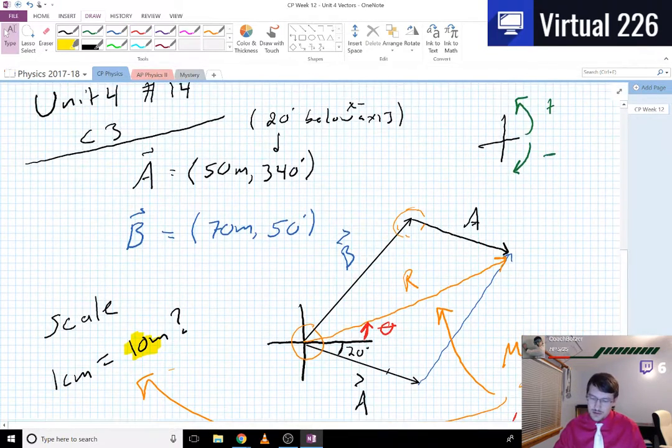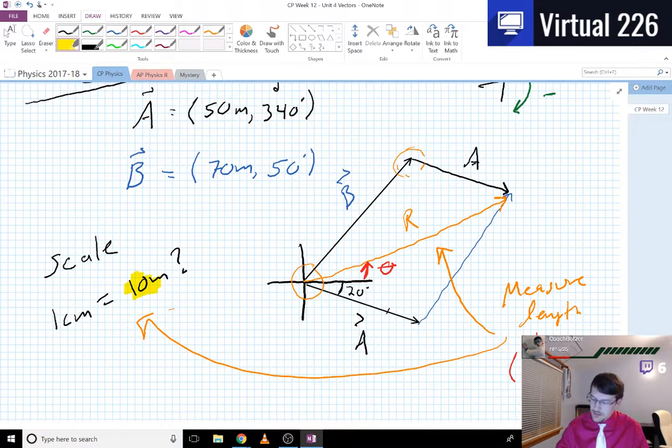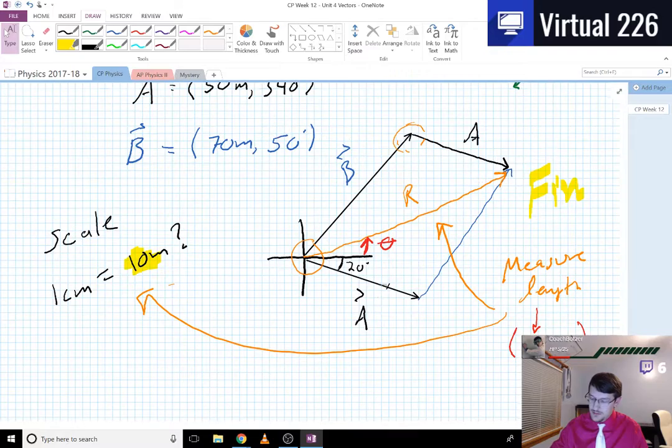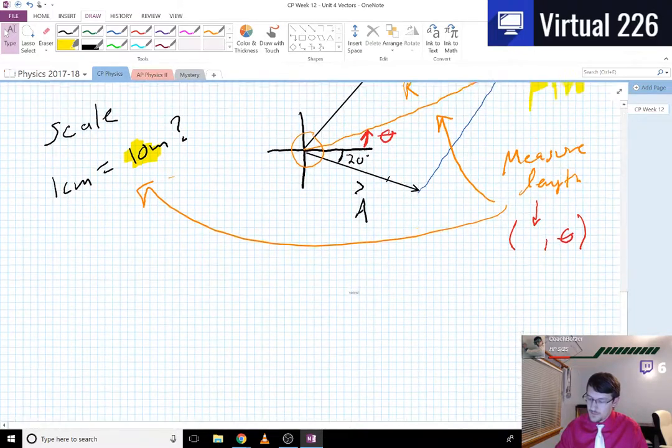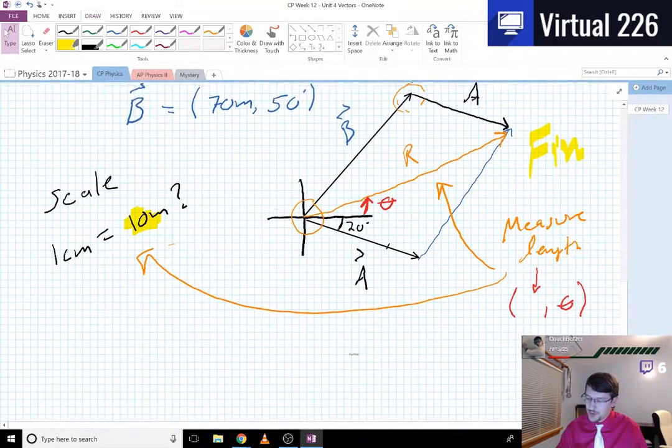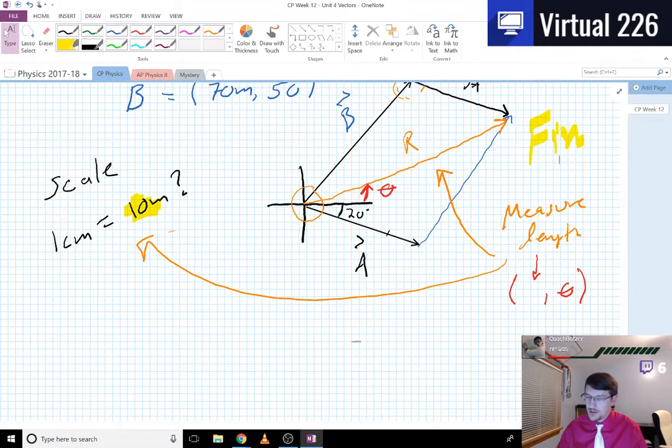So that's 14 there. Fin. Okay? So that's what it would look like. You're looking for the measurement of the length. That length and the theta goes in. Okay?